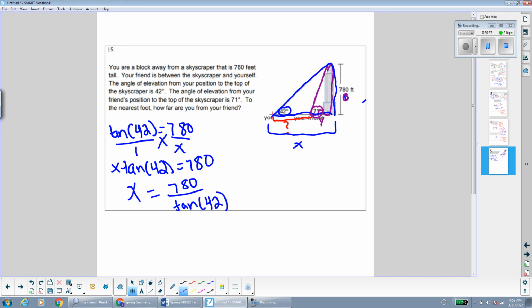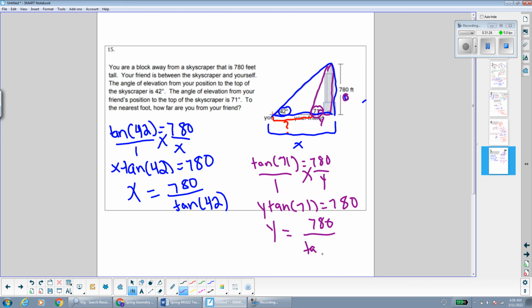And once again, we can set up a tangent ratio, opposite over adjacent, to find the adjacent side. So I'm going to do that over here. Tangent of 71 degrees equals opposite 780 over y. I'm going to put this over 1 so we can cross multiply. y tangent of 71 is equal to 780. Dividing by tangent of 71 on both sides, I have y equals 780 over tangent of 71.